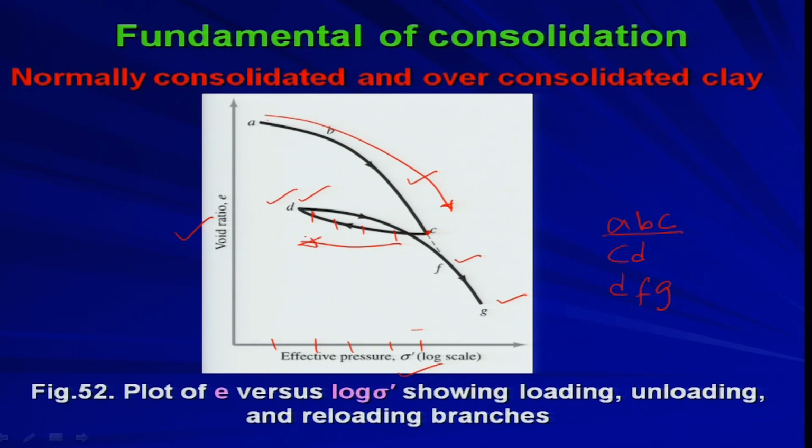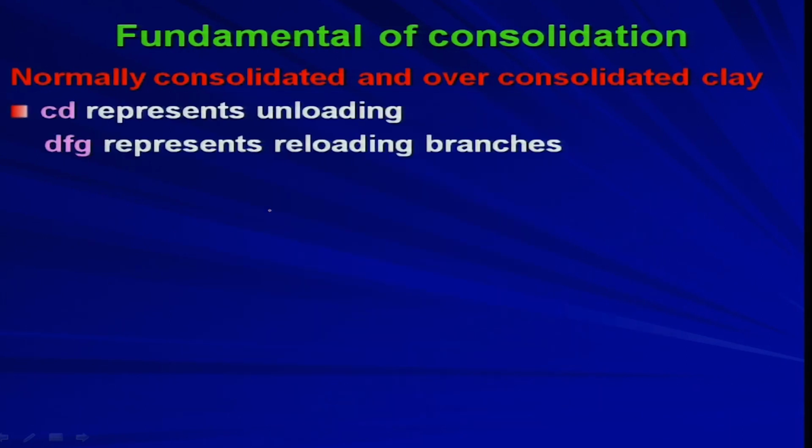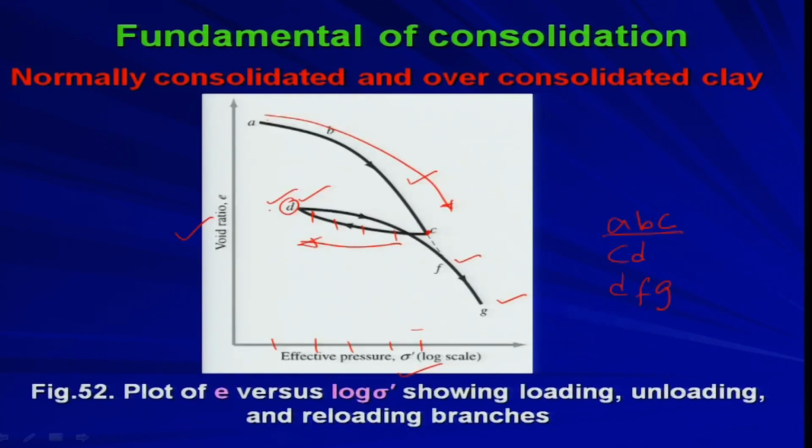So, you will be getting some increase in the void ratio. So, you are reaching D. Okay. Now, after reaching D, you are reloading it. So, D, F, G represents the reloading branches. So, this path D, F and G will talk about the reloading.